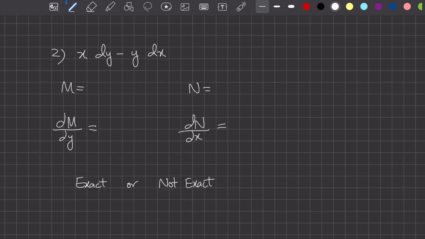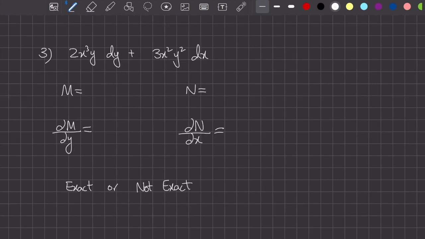Let's try another example, x dy minus y dx. Here, m equals negative y and n equals x by comparison. So take the partial derivative of m with y to get negative 1 and n with respect to x to get 1. They are not equal, so this is not an exact equation.